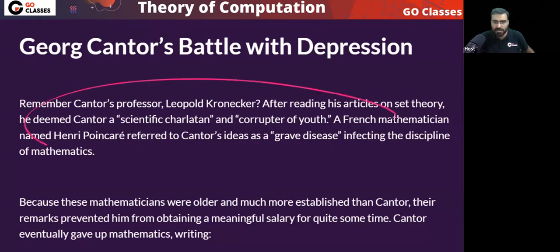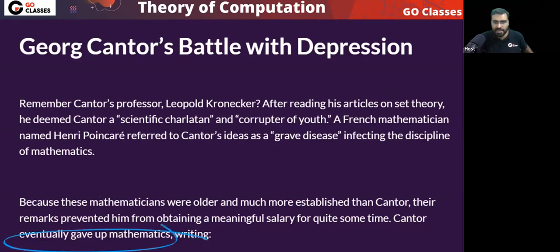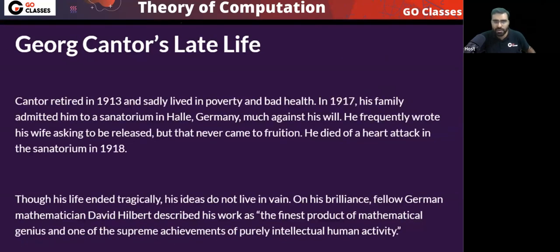Because of this type of backlash, you can see Cantor quit mathematics. Cantor went into depression, let me tell you, and he gave up mathematics. And then finally, after some time, he died also. Basically he lived in poverty, and he died because of this depression. So this is the life of George Cantor.